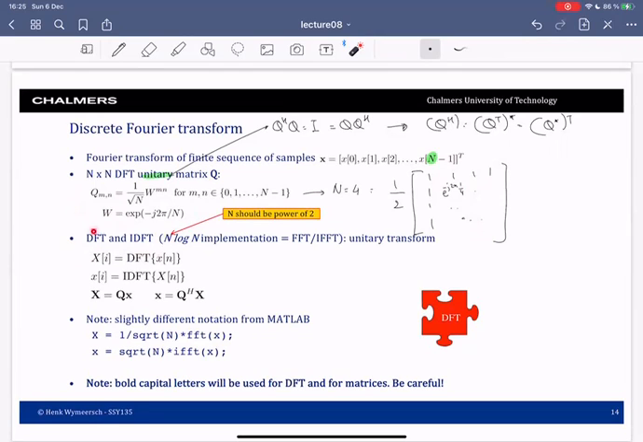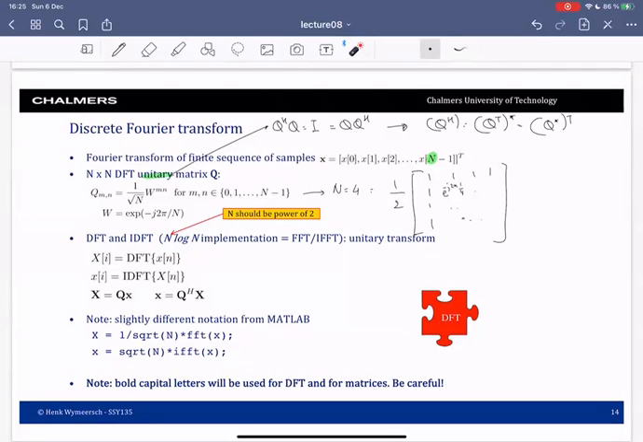Now, the DFT and IDFT operations are unitary transforms of vectors, and there exists a very efficient implementation called FFT or IFFT. This stands for fast Fourier transform, which has a complexity of n log n. You can imagine that if the standard DFT has a complexity of n squared, n log n is much smaller than n squared for large n.